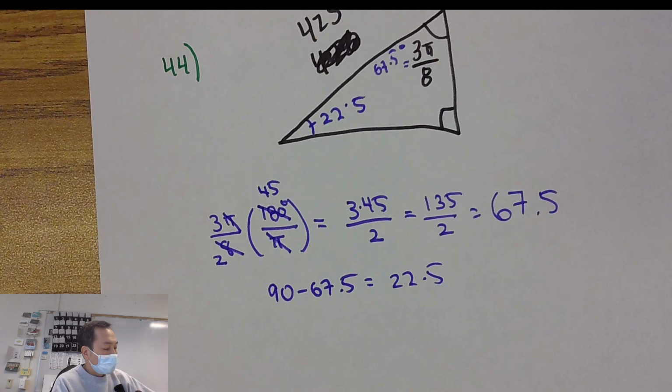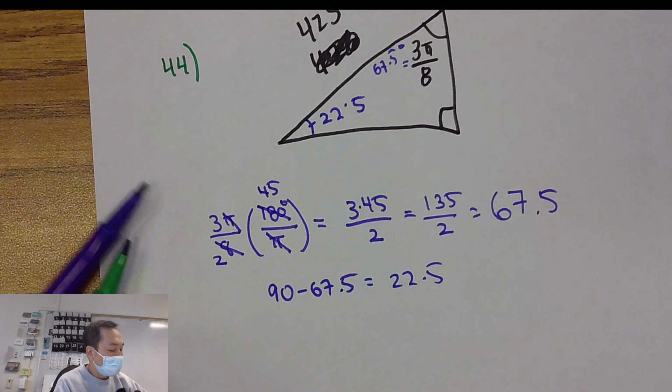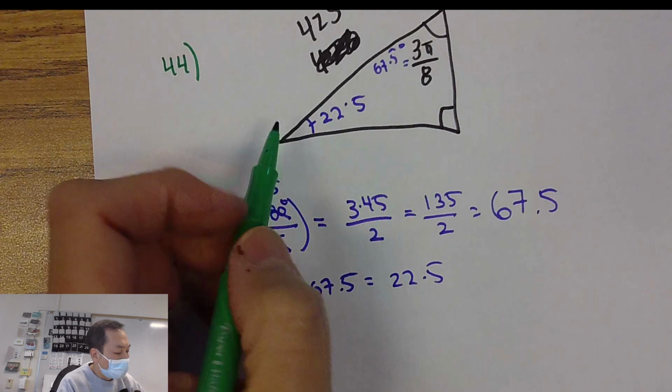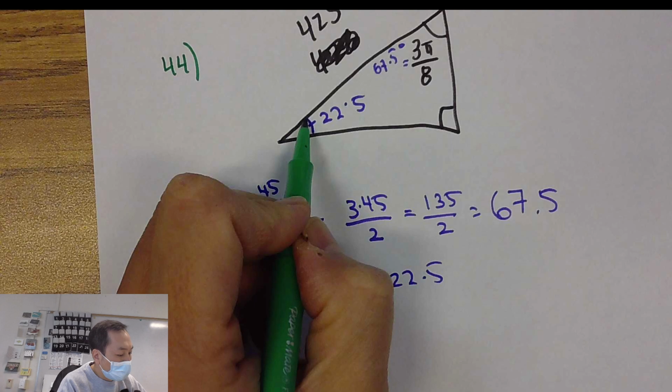So I am going to use 22.5 as my reference angle, and we're going to learn more about that word in a little bit. Looking at it from this angle, we have this as my opposite side, this side as my adjacent side, and 425 as my hypotenuse, correct?